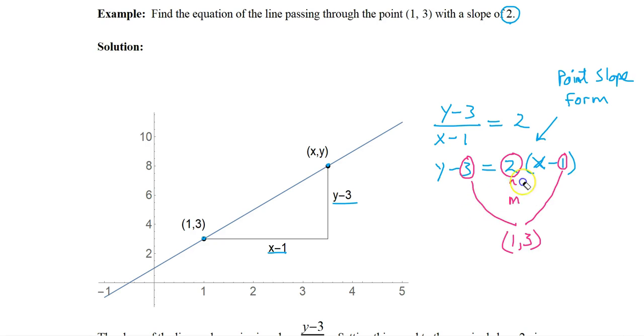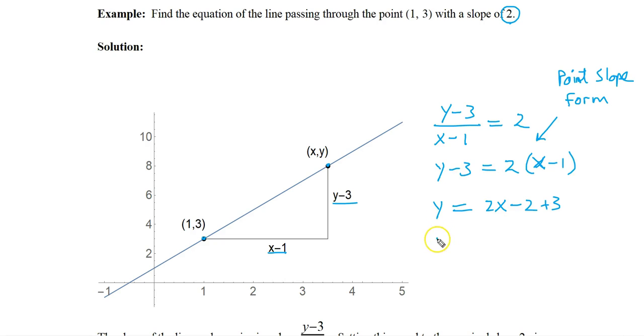Now, we can take that and put it into what we call slope-intercept form if we just do this. So simplifying this, let's write this as y equals, now if I distribute this 2, that's going to be 2x minus 2, and I add the 3 over to the other side, and we end up with y equals 2x plus 1. And that's a very common form also, this is called our slope-intercept form.